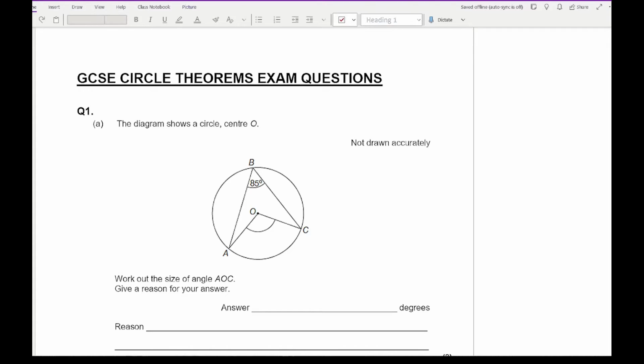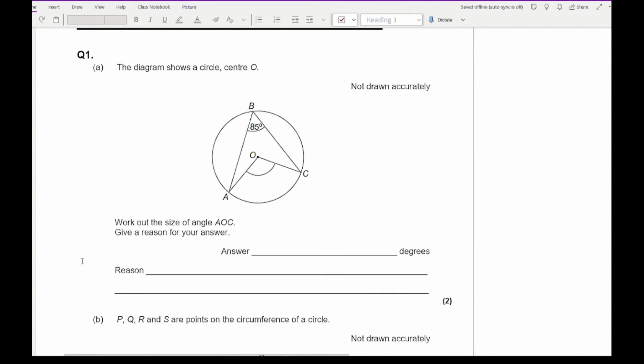So the question says the diagram shows a circle with centre O, which is always labelled as O, and it says work out the size of the angle AOC, give your reason for your answer. And this question is worth 2 marks.